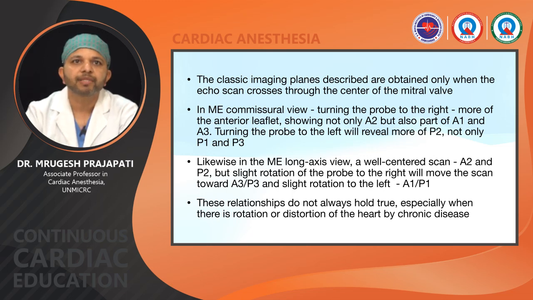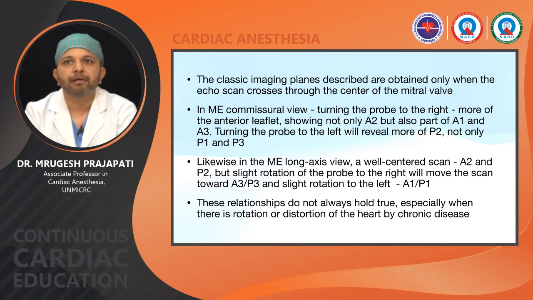The classic imaging planes described here are obtained only when the echo scan crosses through the center of the mitral valve. In mid-esophageal commissural view, turning the probe to the right will show more of the anterior leaflet, showing not only the A2 part but also A1 and A3. And turning probe to the left will reveal more of P2, not only P1 and P3.